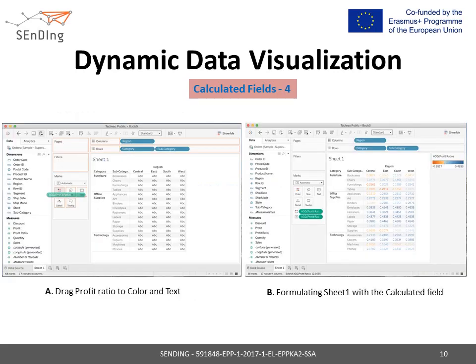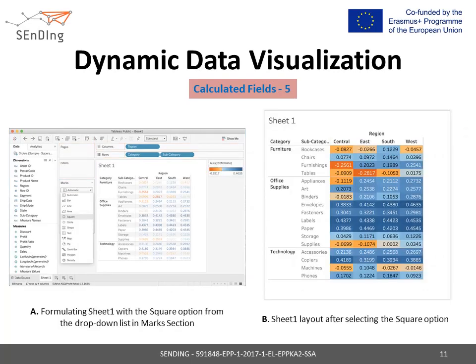Now we are ready to use the calculated field in the view. Drag the profit ratio calculated field to color and text in the marks section as shown in figure A in the slide. Sheet 1 is then formulated as depicted in figure B. We can further fine-tune the look and feel of sheet 1 by selecting square from the drop-down list as depicted in figure A in this slide. Sheet 1 is then formulated as shown in figure B.